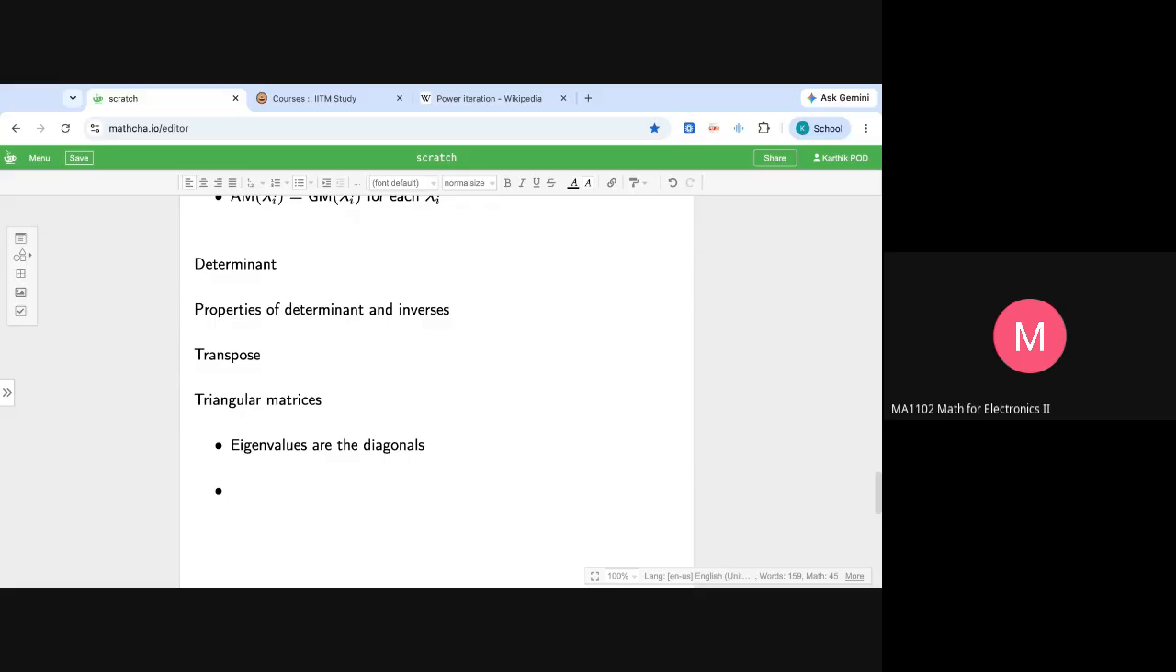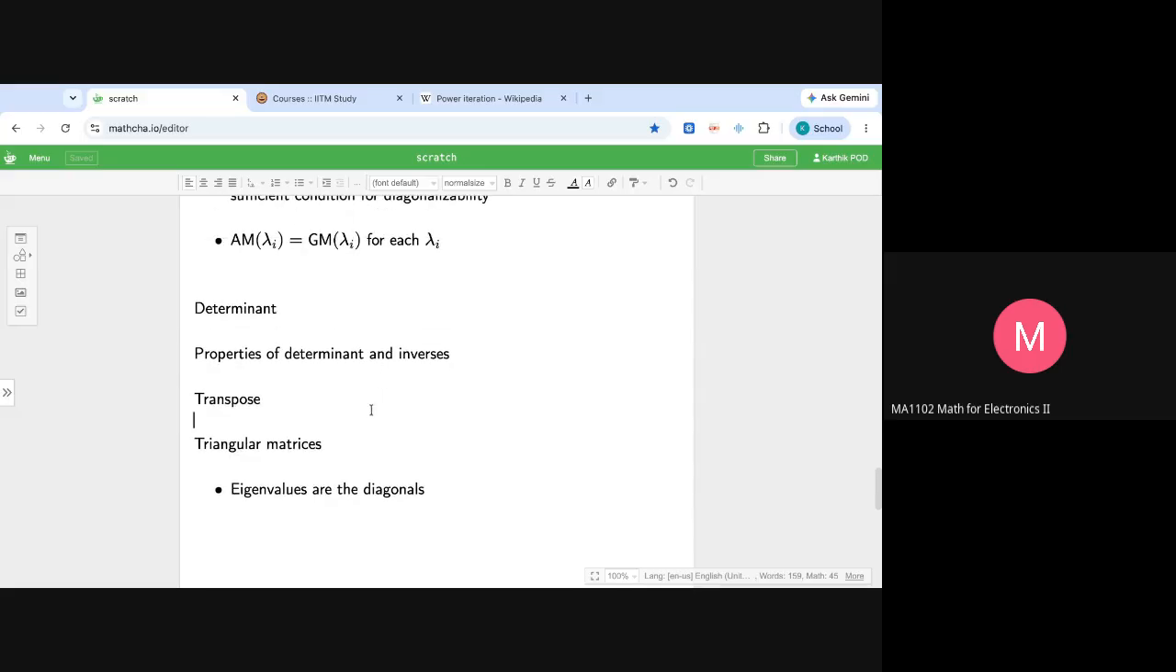Have we discussed unitary matrices in the course by any chance? I'm not sure. If you're not sure, then I think from what I covered, I didn't find it yet. Okay, then let's leave that out.